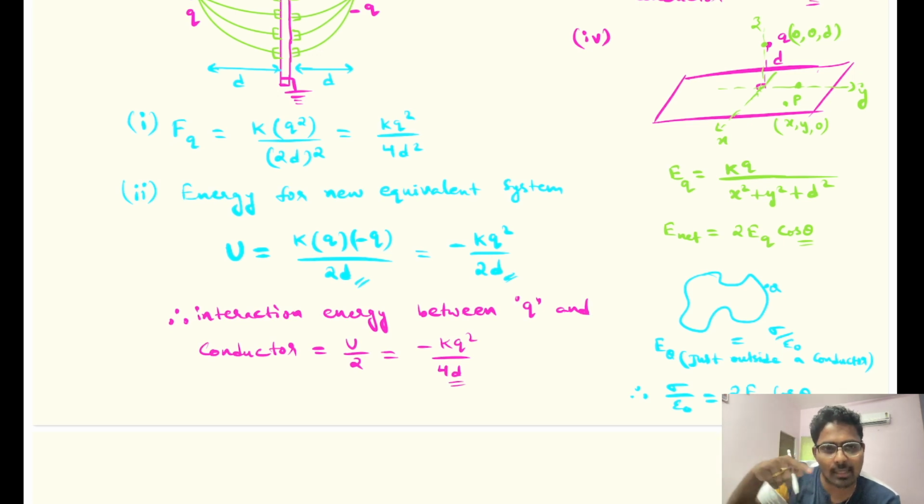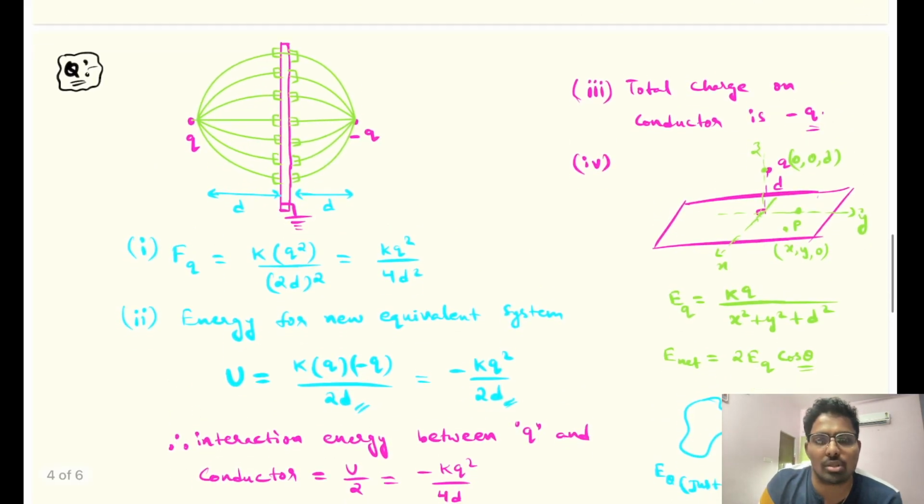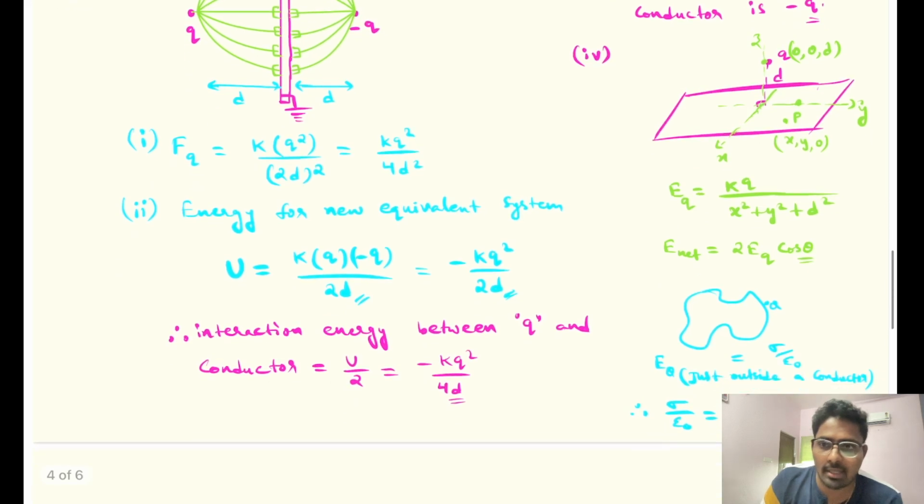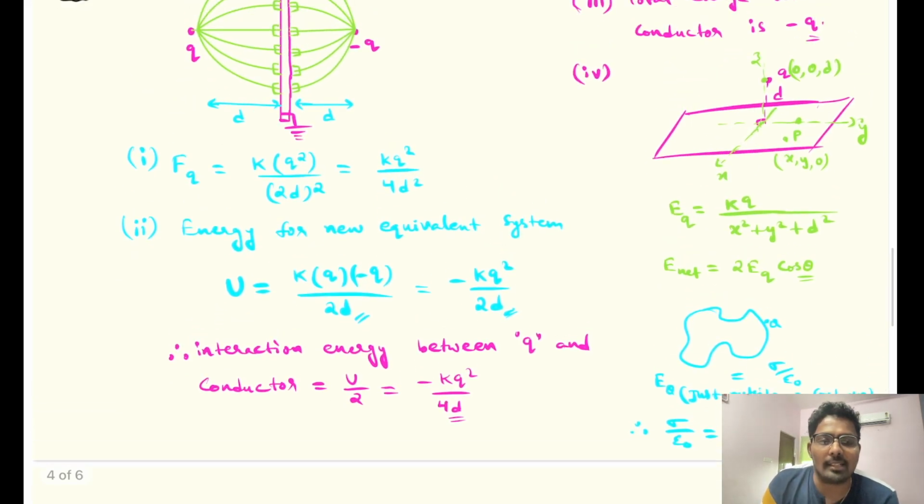And if you integrate the charge distribution sigma over the entire surface, then you are going to get this minus q charge. Now here they can ask one more nice question. They can ask at what point the density will be maximum and what the maximum density is.